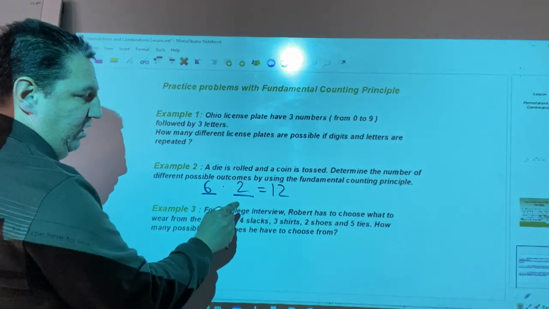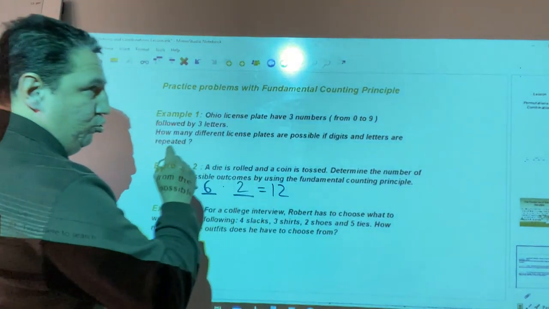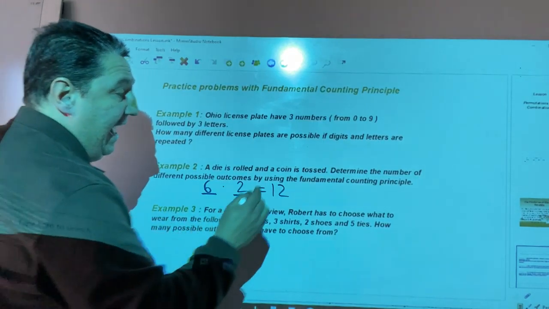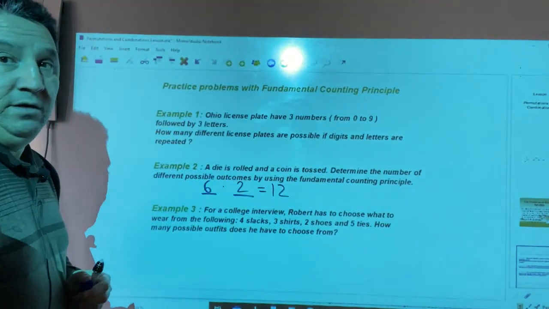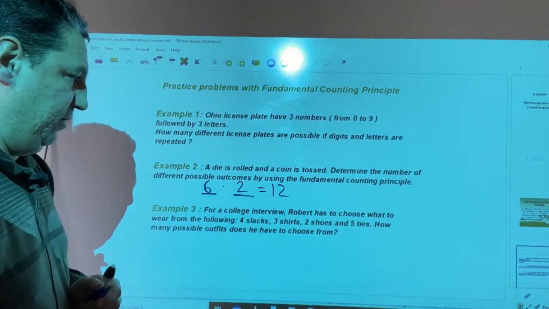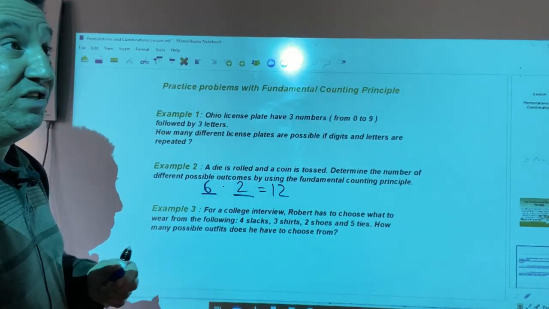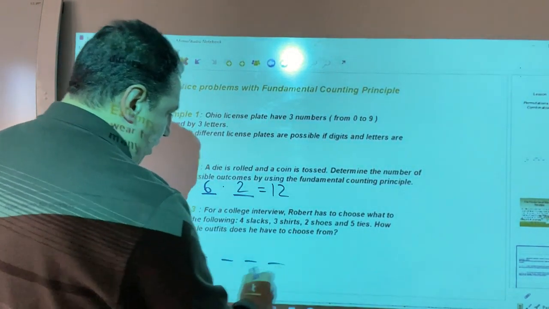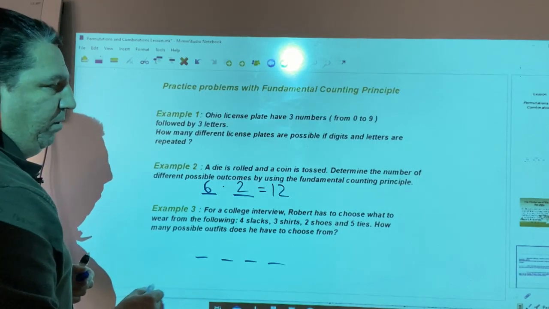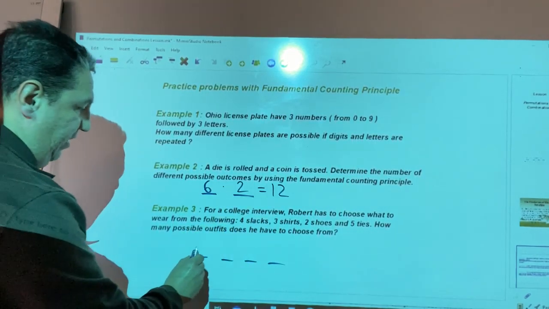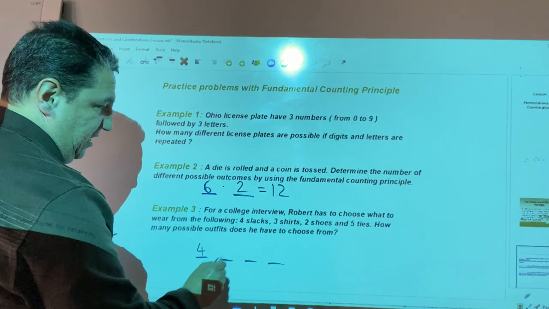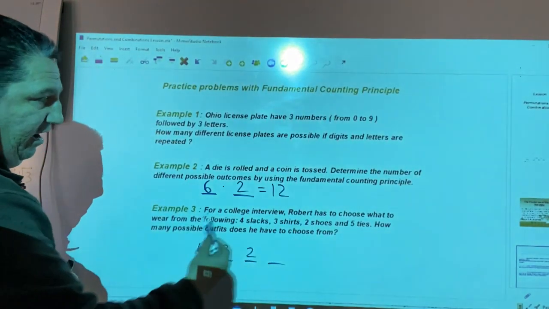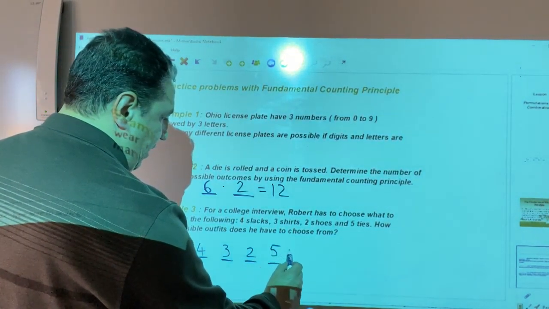First activity is choosing a slack. Second activity, choosing a shirt. Third activity, choosing a pair of shoes. And the fourth activity, choosing a tie, right? So, the number of possible ways of doing the first activity is four. For the second activity, three. For the third activity, two. And for the last activity, five.